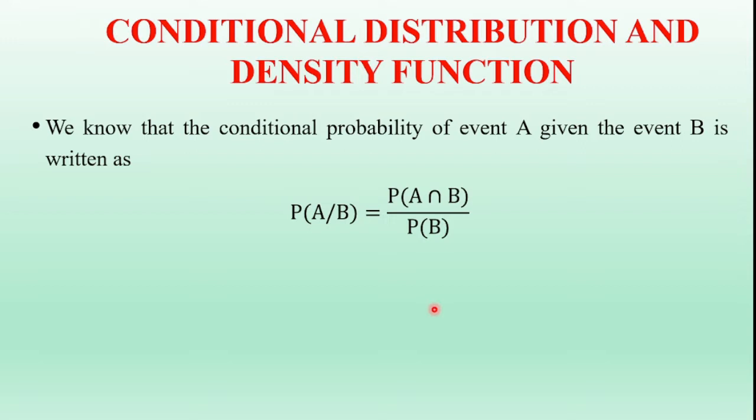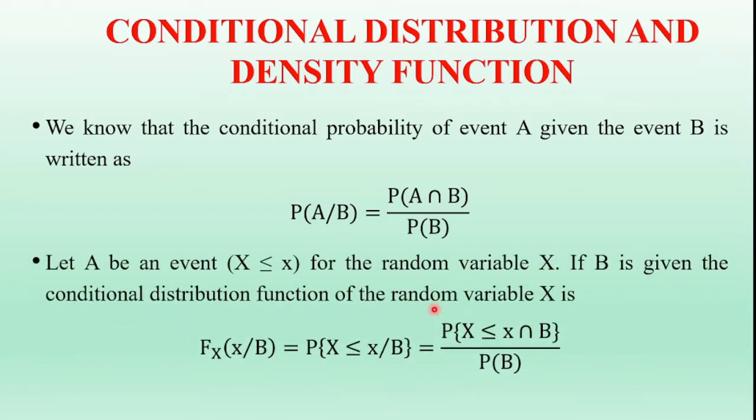In this video, I am going to discuss conditional distribution function and conditional density function. In my previous videos, we have already discussed the concept of conditional probability. So we know that the conditional probability of event A given the event B is written as probability of A by B is equal to probability of A intersection B divided by probability of B. So this is the conditional probability. This concept we have already discussed in the concept of probability.